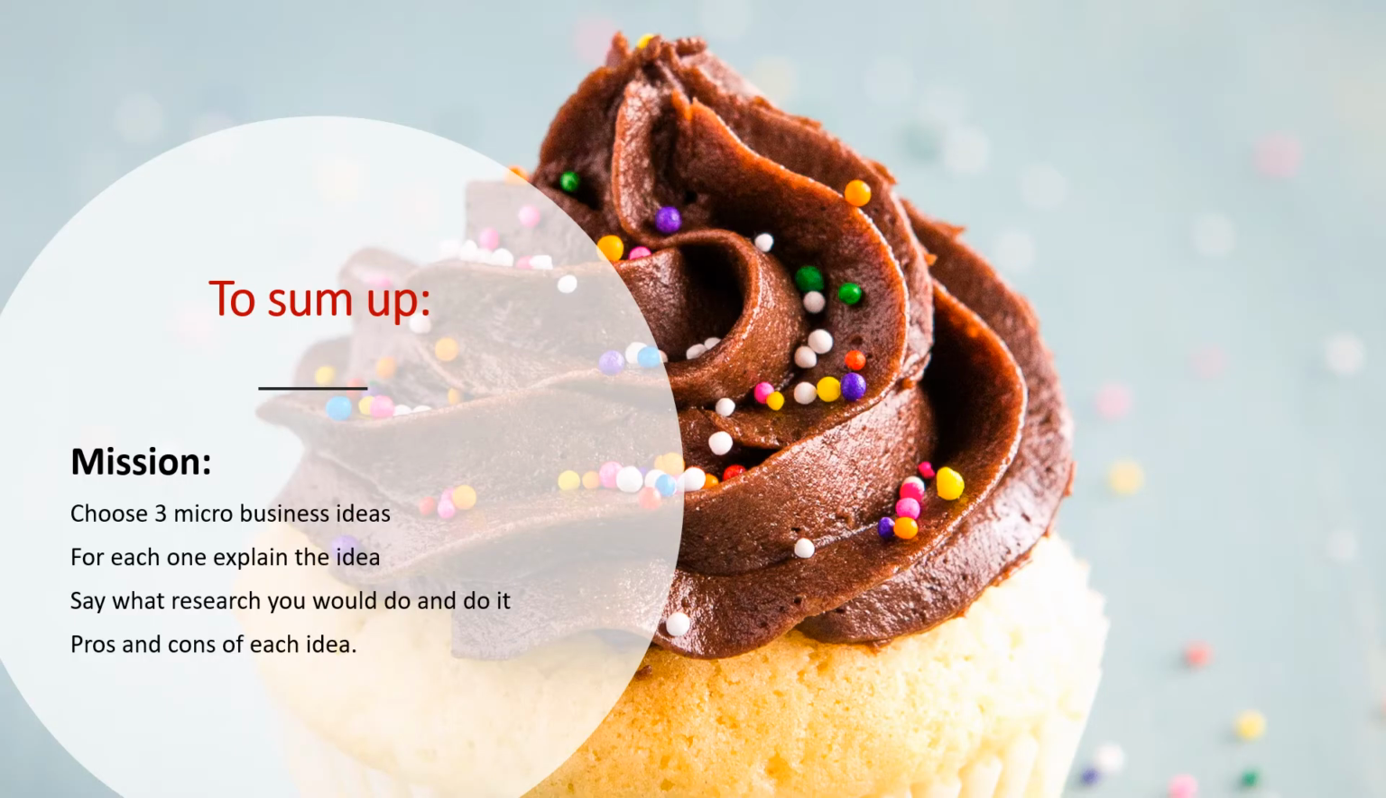So just to sum up, here's your little mission. It is to choose three business ideas, okay, mini business ideas. For each one, explain the idea, then say what research you would do and actually do that research. So do actually ask people. And then finally, say the pros and cons of each idea. That starts you off in the first part of this unit and will really get you ahead. Take pride in it, because actually this is an interesting thing to do, and it will really help your thinking in terms of making money for the future.